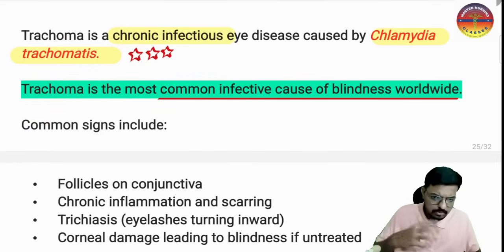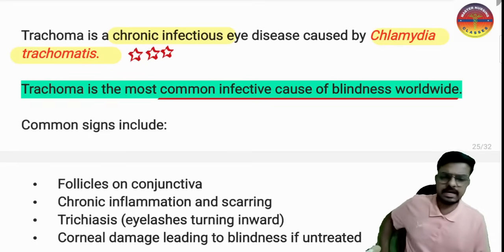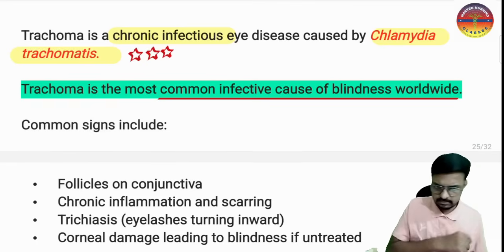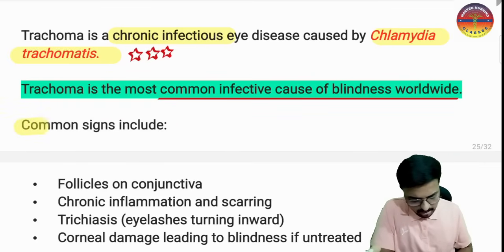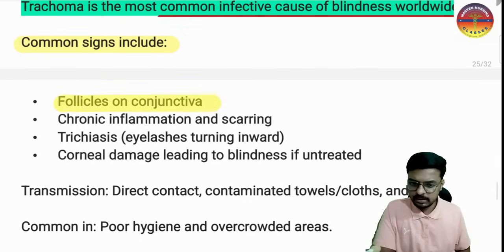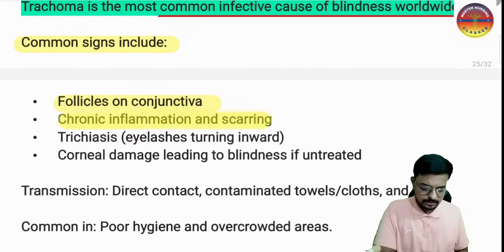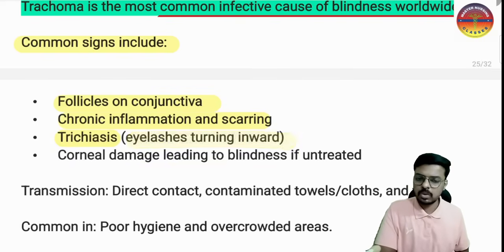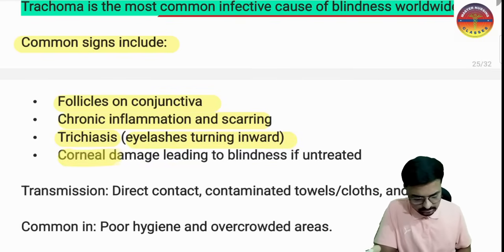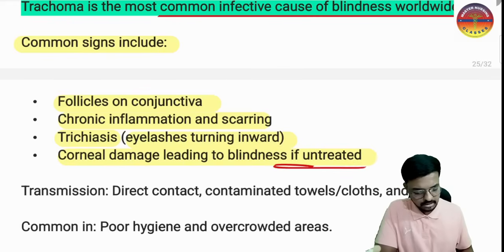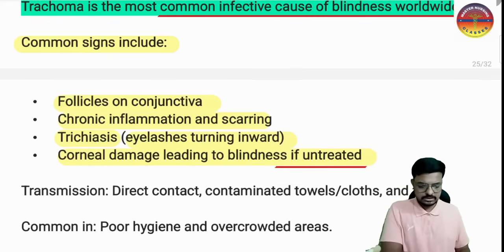Next, the overall most common cause of blindness in India is cataract, and the most common infective cause of blindness is trachoma. Common signs include follicles in the conjunctiva, chronic inflammation and repeated infections, especially trichiasis, where the eyelashes are turned inward. The cornea gets damaged, leading to blindness if we do not treat it properly. That is very important.